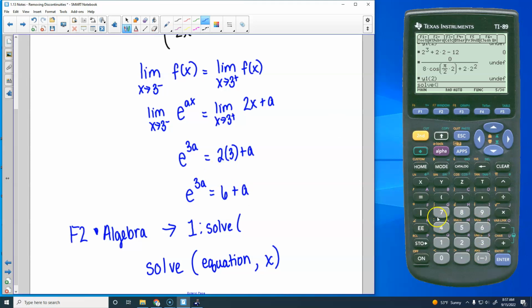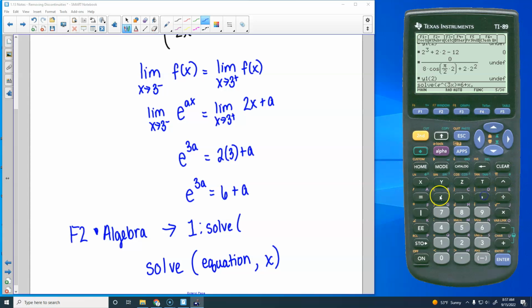So all you've got to do is you do e, where is e on this one? Right there. E to the 3x, equal sign is right here, below your x, 6 plus x, okay? So I've typed in my equation, but I have to tell it what variable to solve for. It can even do this if you've got more than one variable and solve it, I think.